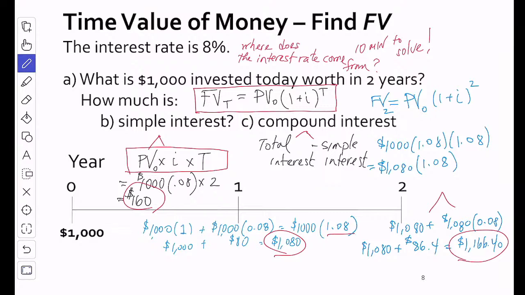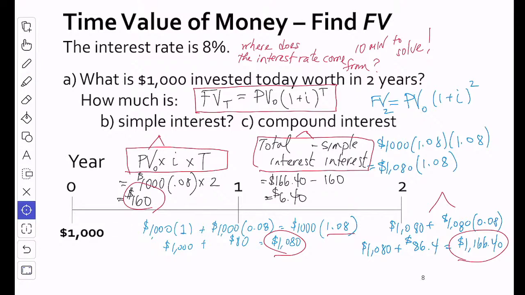Okay, so compound interest would be the total interest minus the simple interest. In this case, it's the total interest minus the simple interest, and it's just $6.40. So simple interest captures most of the interest, it looks like. But you can't ignore this amount, okay? You can't ignore the compounding effect. It's exponential.